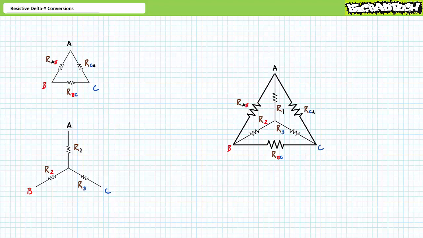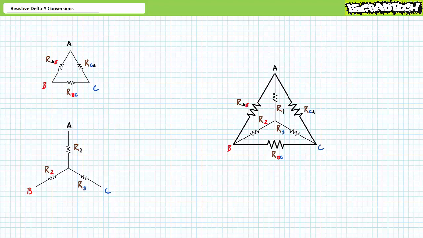Y resistance R1 is directly connected to the node you choose to call A. Similarly, delta resistance RBC is between the nodes you choose to call B and C, and Y resistance R2 is directly connected to the node you choose to call B. Finally, delta resistance RCA is between the nodes you choose to call C and A, and Y resistance R3 is directly connected to the node you choose to call C.